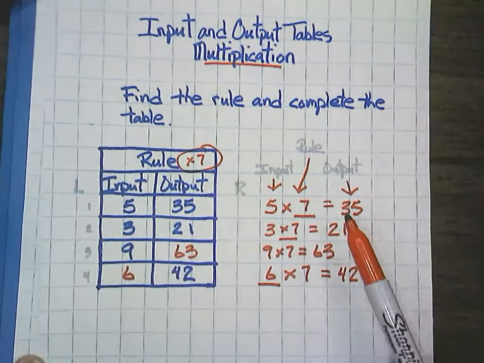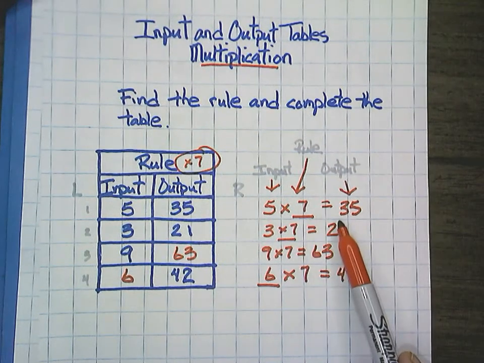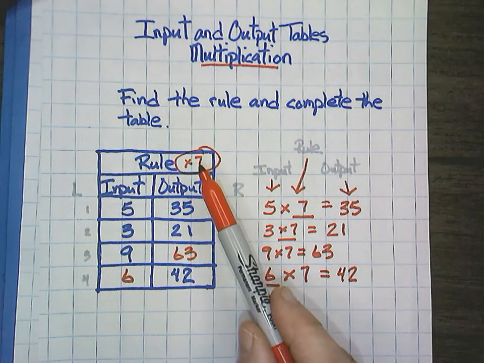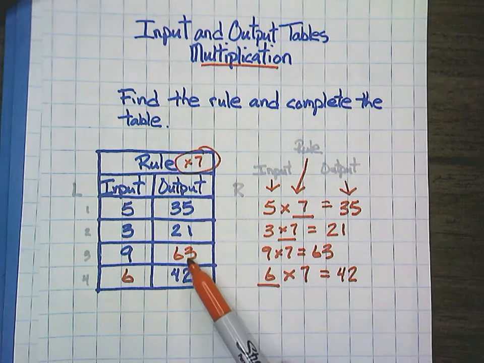As I said, then you simply write your equations to work and find your missing values. Then you use that rule to complete any missing numbers.